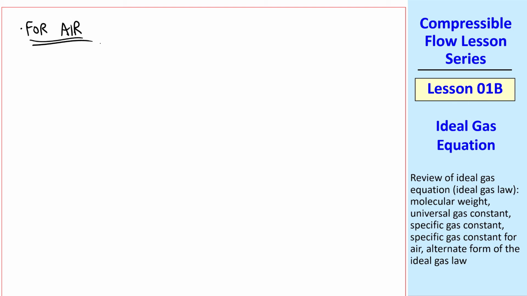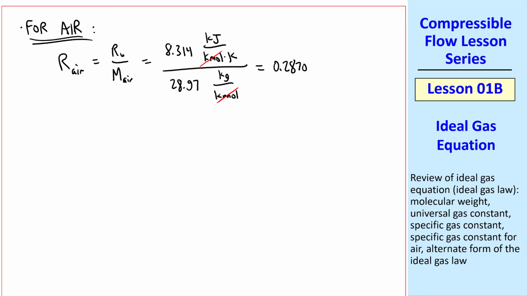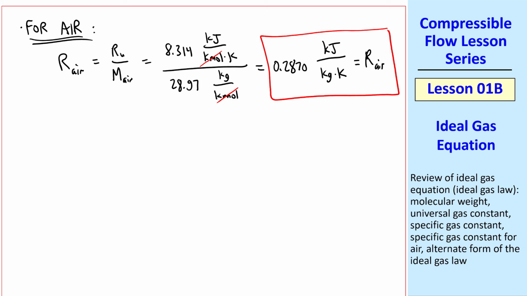As I said, we'll usually use air for most of our analysis. So for air, we can calculate the specific gas constant, R air, as R_U over the molecular weight of air, plugging in R_U and its units, and the molecular weight of air and its units. We get 0.2870 to 4 digits, kilojoule per kilogram K. This is what we'll use in all our analyses for R air. Or if it's more convenient, this is the same as 287.0 joule per kilogram K.